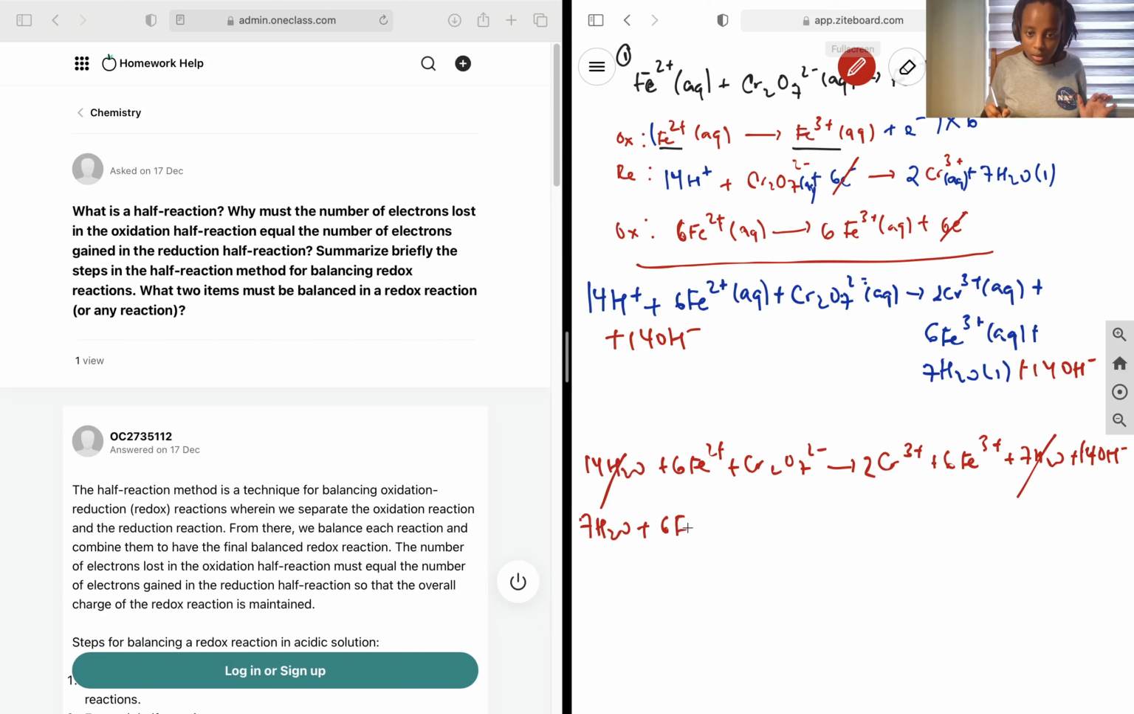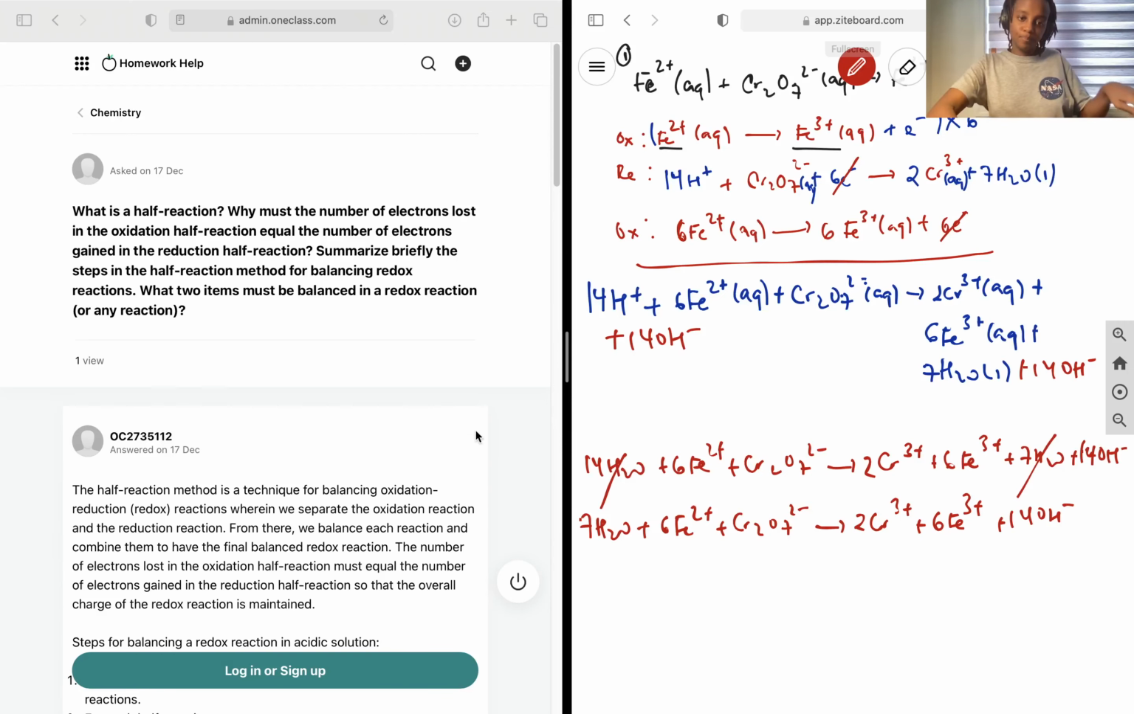7H2O plus 6Fe2+ Cr2O7 2- to 2Cr3+ 6Fe3+ 14OH-. So you see all we did was, instead of having positive on this side, we're going to have negative 14OH- here, and instead of the 7H2O on this side, 7H2O on this side instead. And it's just because of what the solutions are providing us with. So basic provides us with hydroxide ions, and acidic provides us with hydrogen ions. And that's it.